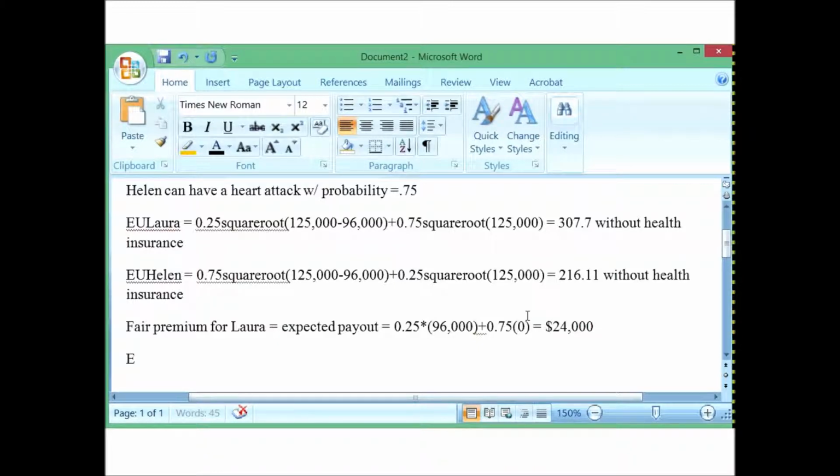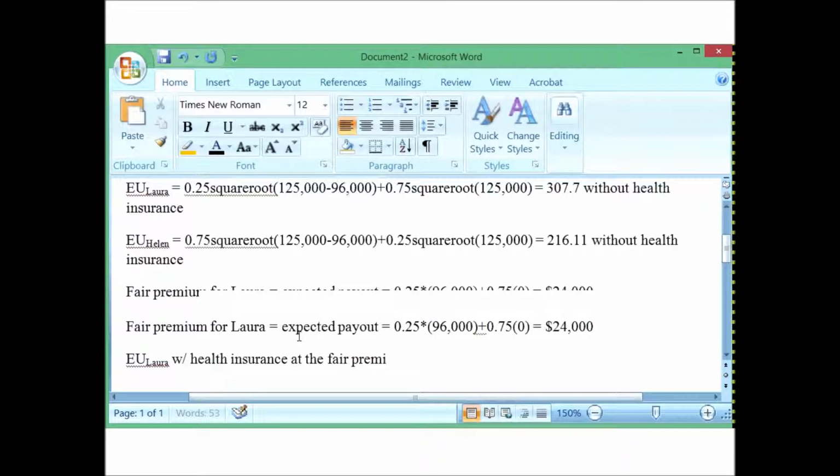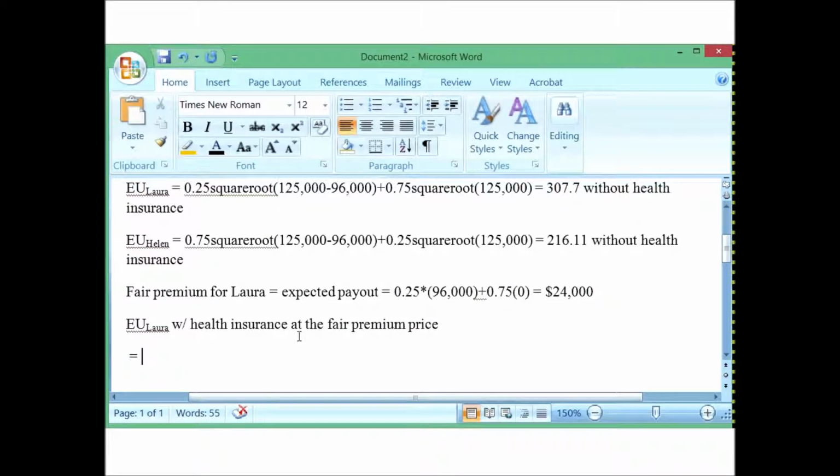Okay, so let's do it. How about we find expected utility for Laura with health insurance. Exactly. That's all you have to know, that square roots are risk averse. So, expected utility for Laura with health insurance at the fair premium price. I kind of gave you a rough idea off the bat, in case you're running out of time. Exactly, but now we have to take into account the premium.